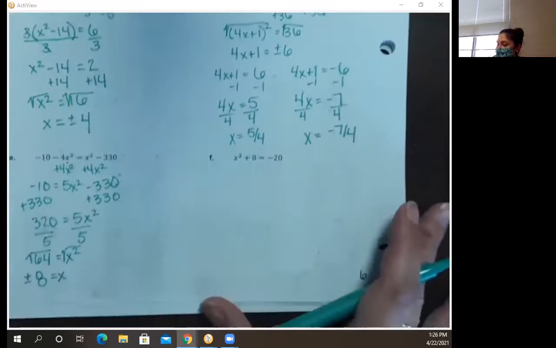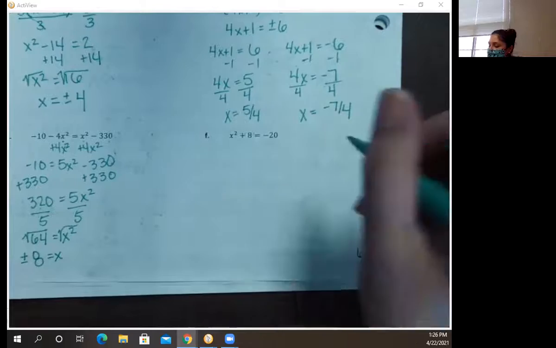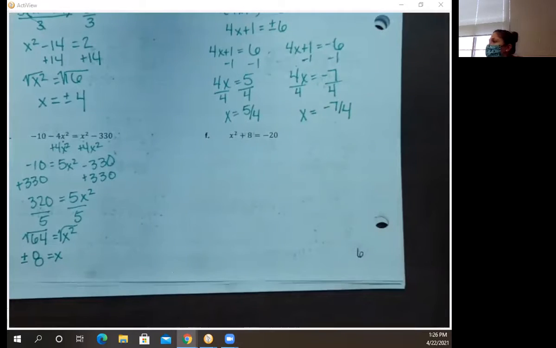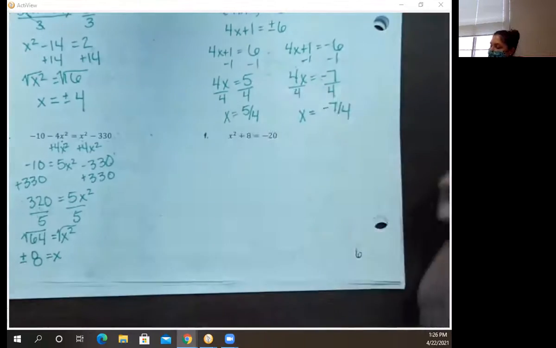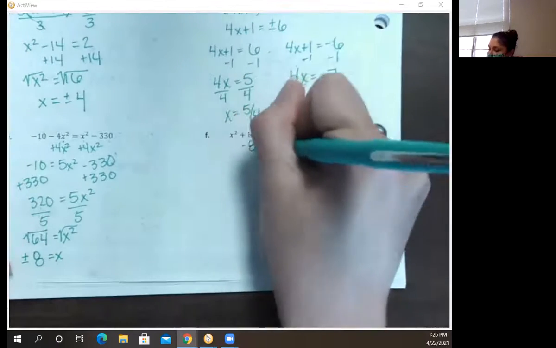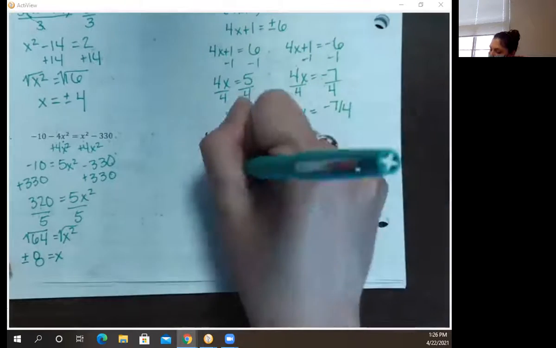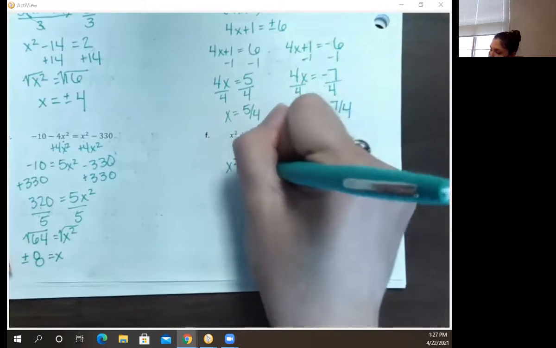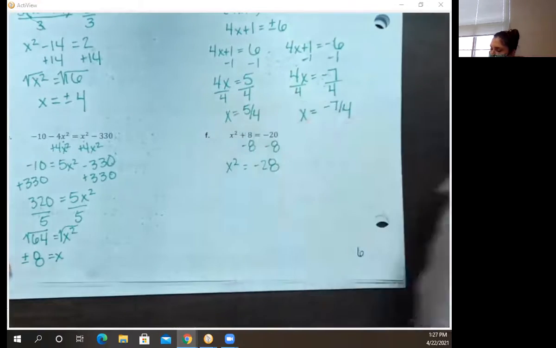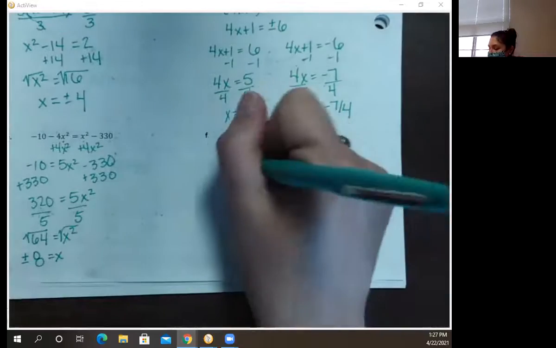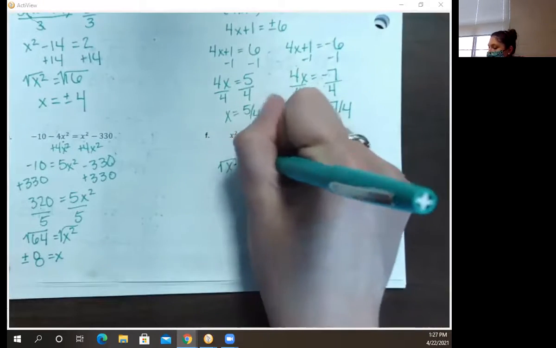And then F is our last example here. This looks like something that could have been on page 5. Right? I want to get the squared thing by itself. I just need to move this 8 over. So I get x squared equals negative 28. And I want x by itself, so I'm going to take a square root on both sides.